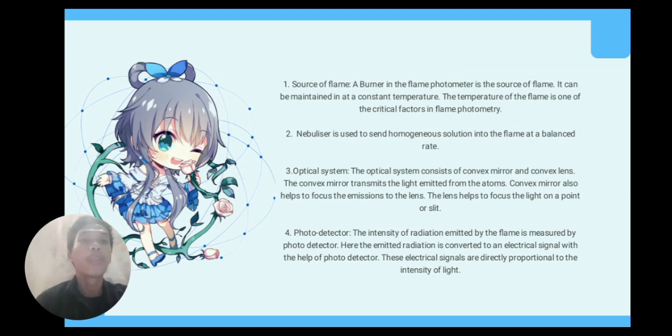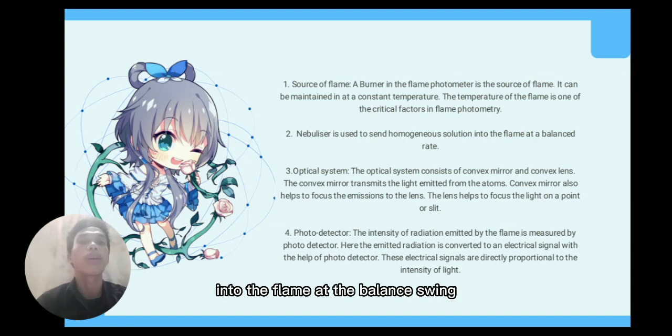First is the source of flame. A burner in the flame photometer is the source of flame. It can be maintained at a constant temperature. The temperature of the flame is one of the critical factors in flame photometry. Number 2 is the nebulizer. It is used to send homogeneous solution into the flame at a balanced rate.